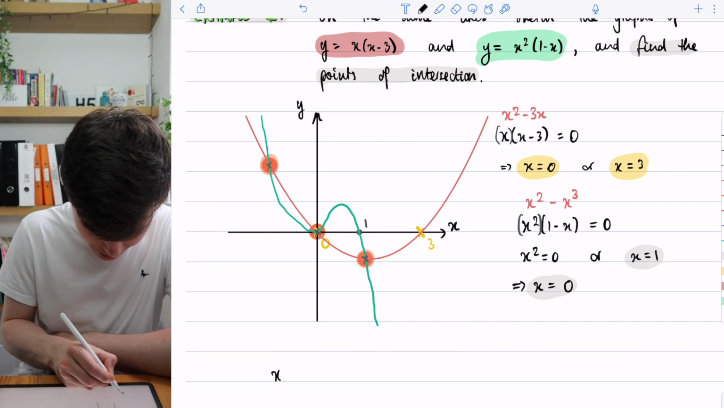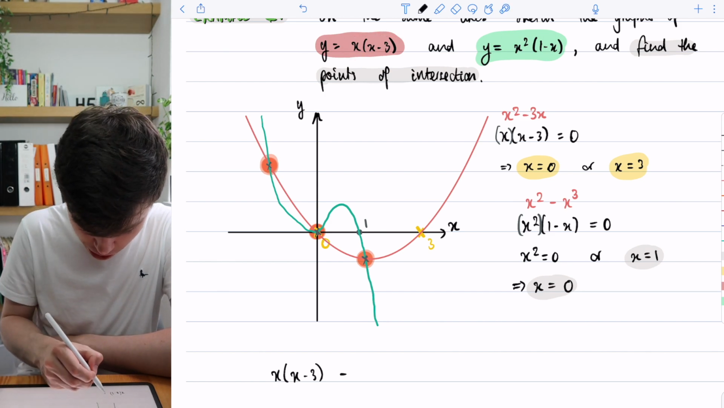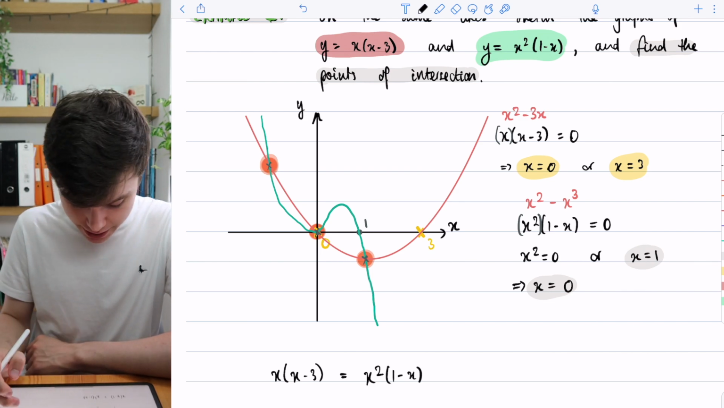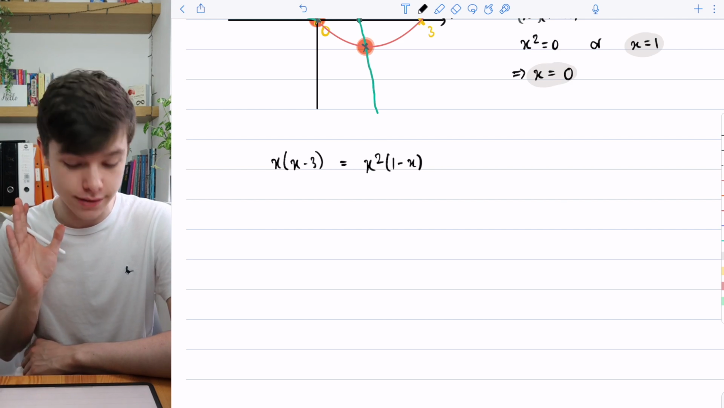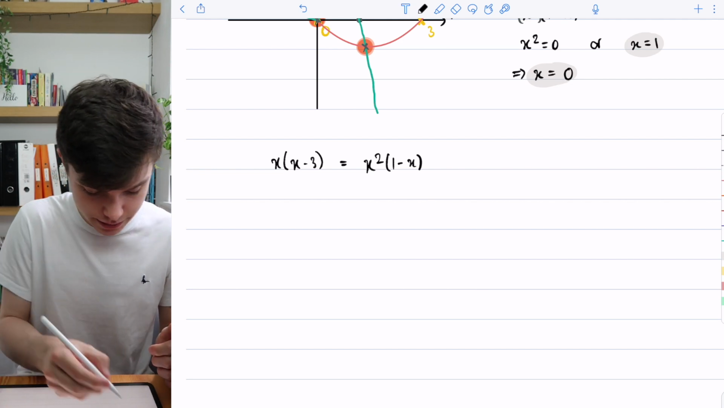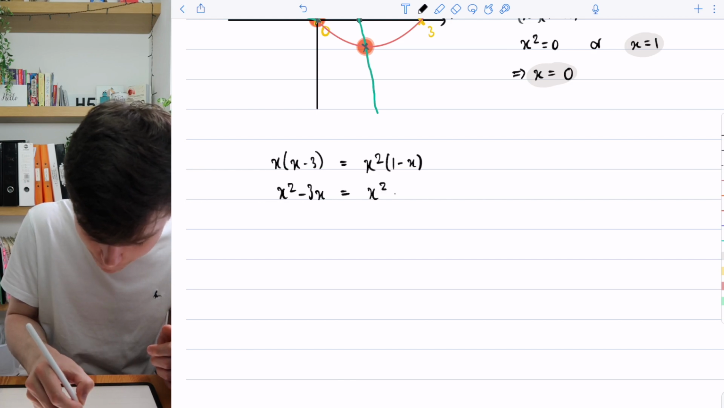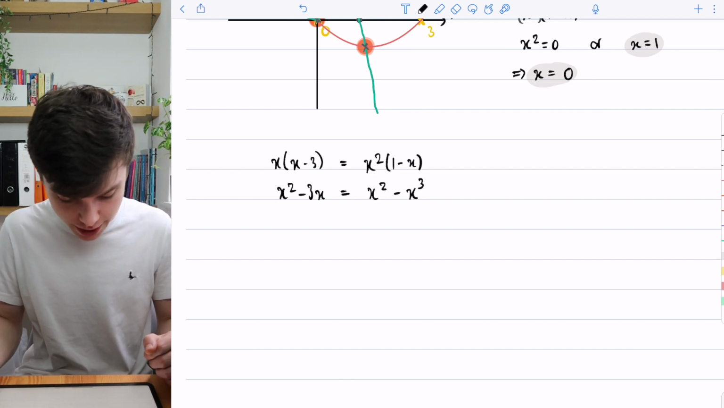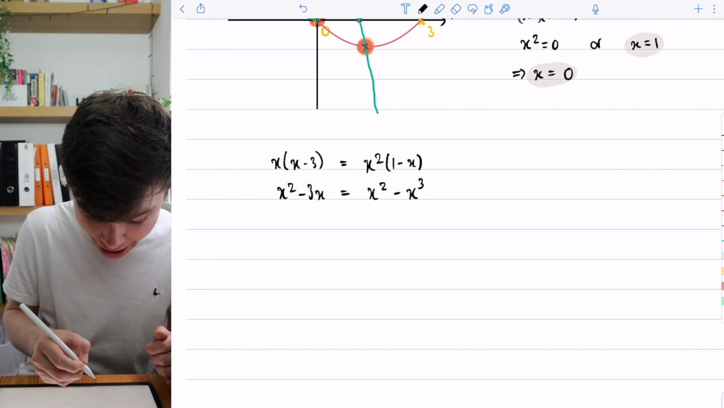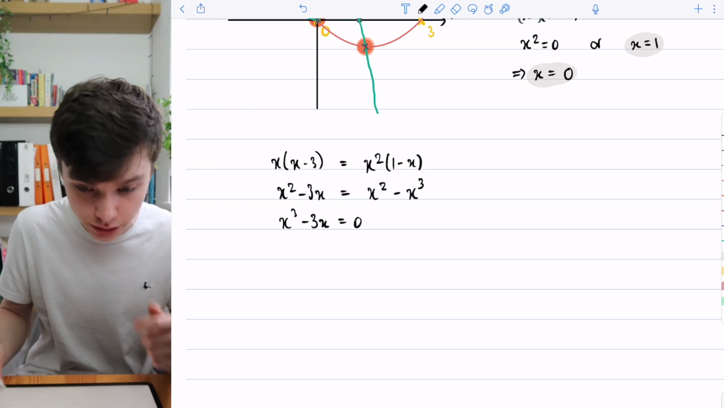So we'll have x times (x minus 3) from this graph here is equal to the green graph, which is x squared times (1 minus x). Now we cannot divide by x here because x can be 0, so I'm going to expand the brackets, then get everything on the same side. So I'm going to have x squared minus 3x is equal to x squared minus x cubed. Okay? I'm then going to add x cubed to both sides and also take x squared off. So I'll have x cubed minus 3x is equal to 0.